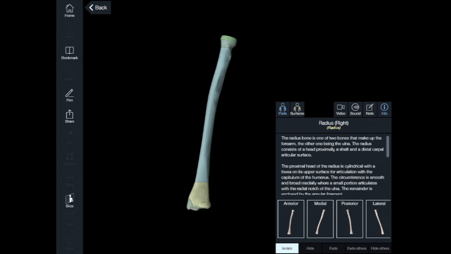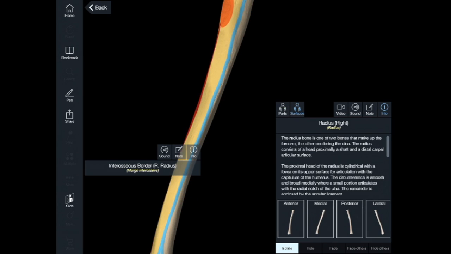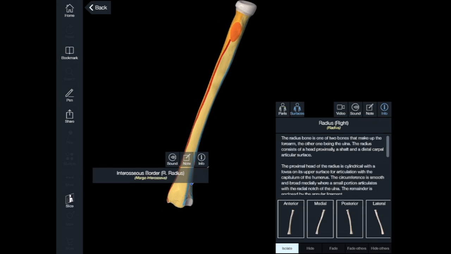Okay, so now moving to the shaft of the radius, we've got the interosseous border medially. So this is the interosseous border. This interosseous border, which is medial for the radius, is the origin for the interosseous membrane, which binds the radius and the ulna together.